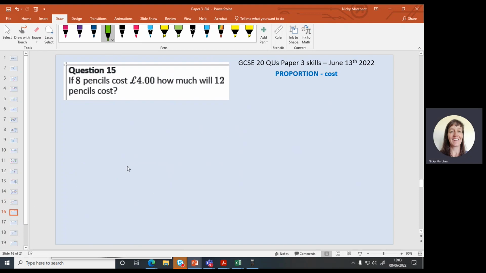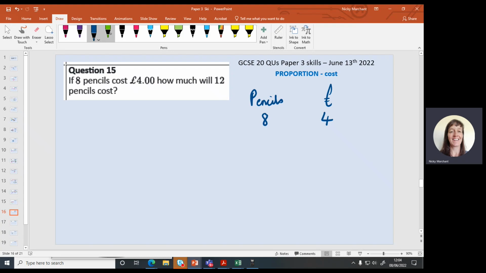Okay, so this is a basic proportion one. A bit like we do recipe questions. A bit like the reverse percentage one, really, as well. I'm going to line it up. Okay, pencils and money. 8 pencils cost £4. Some of you might spot that you could just add 4 pencils on. So you find the price of 4 pencils, add it on, you get 12.